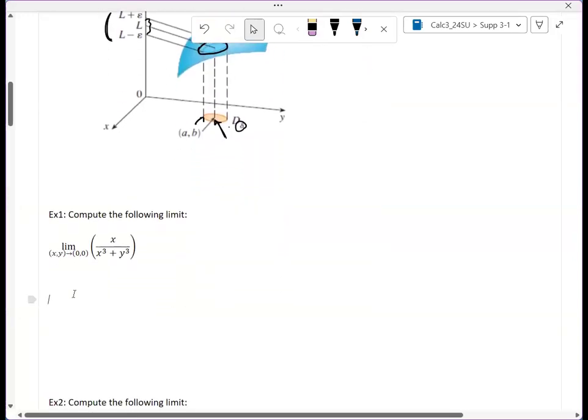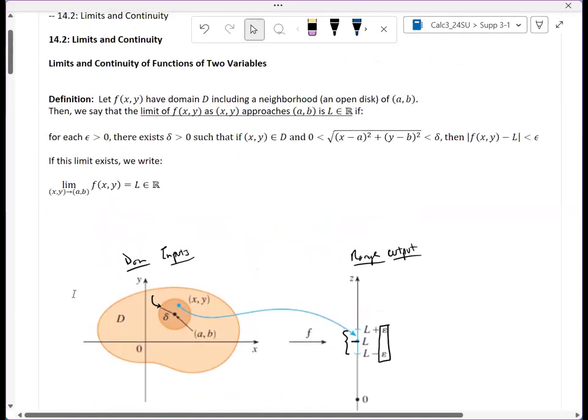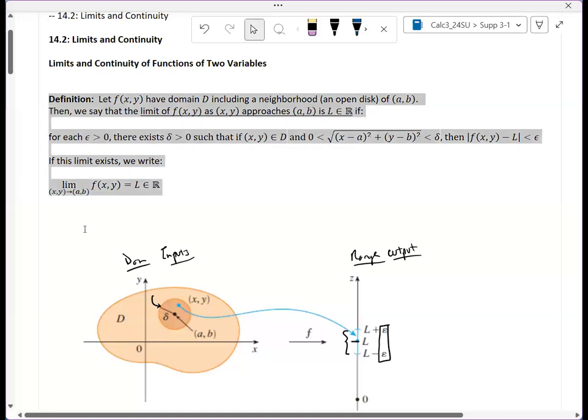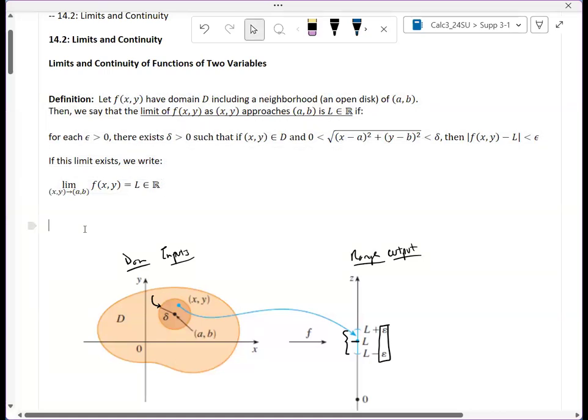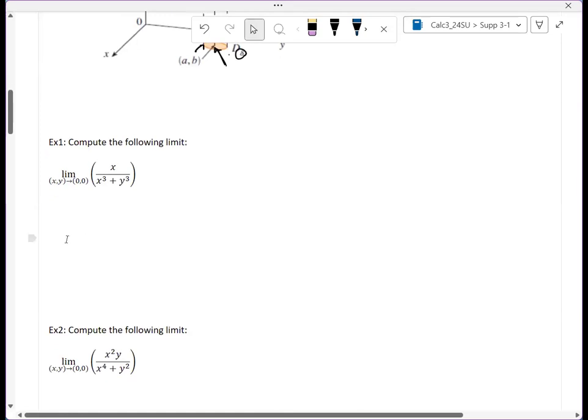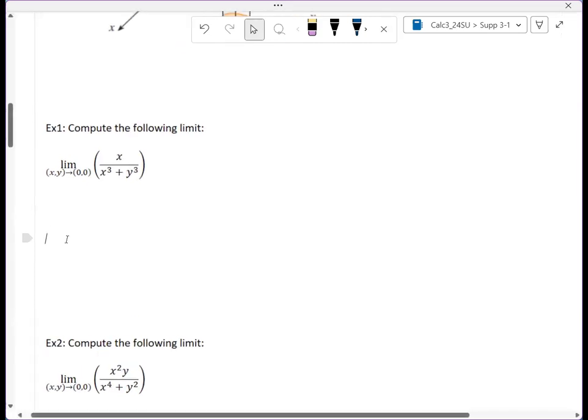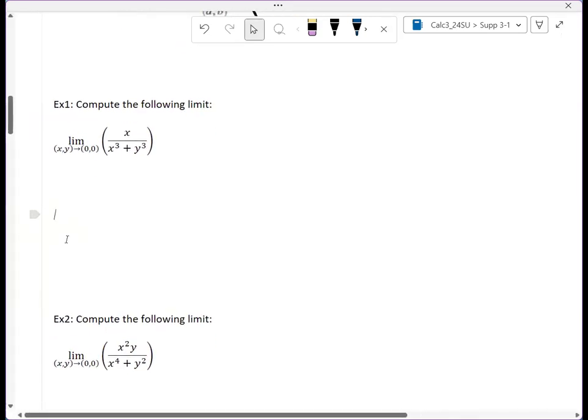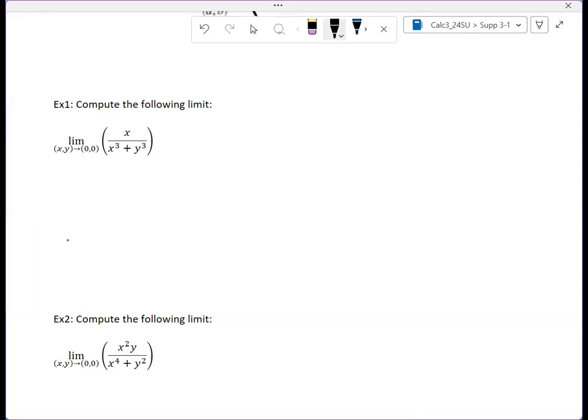Okay, let's look at some limits here. The definition of the limit that we're working with is very similar to the definition from chapter 2. However, we're going to see that there's a bit of nuance in the actual calculation. When we go through and try to compute limits, we're going to have to be a little more careful. So let's take a look at this first limit here.